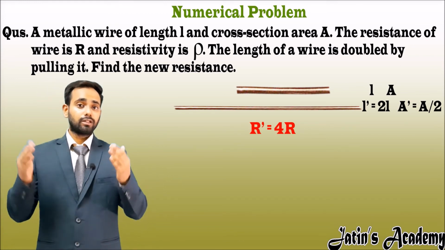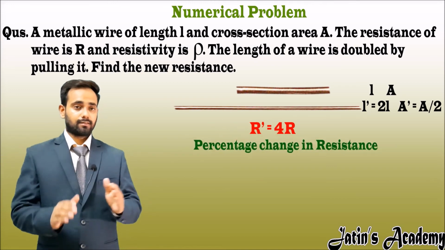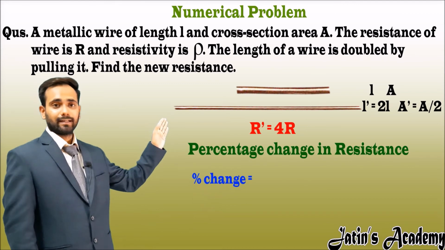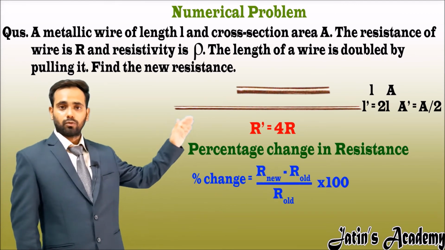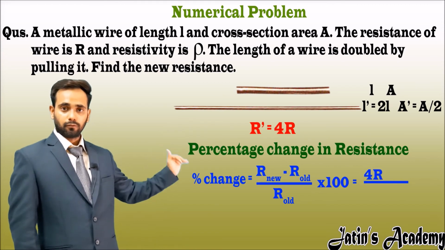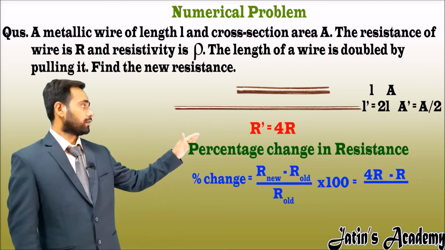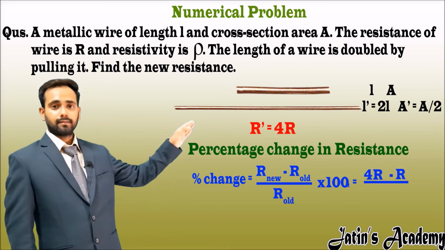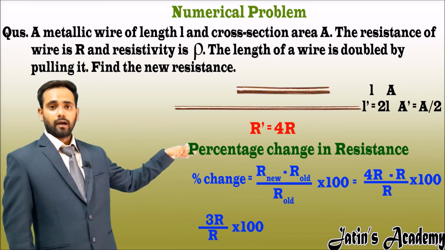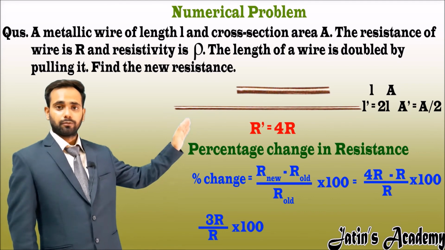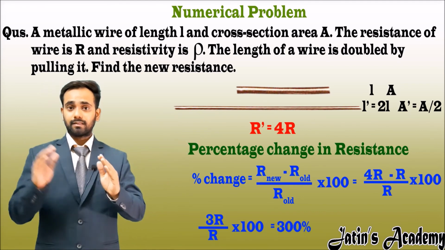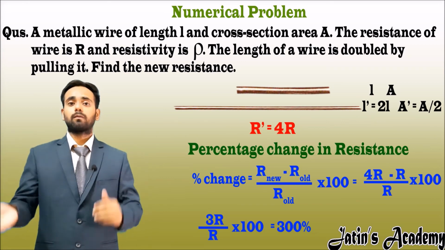Now let's calculate the percentage change in the resistance. The formula is R new minus R old upon R old into 100. Here R new is 4R and R old is R. So we get 4R minus R upon R into 100, that is 3R upon R. After cancellation we get 3 into 100. So we get a 300% increase in the resistance when we stretch the wire up to double its length.